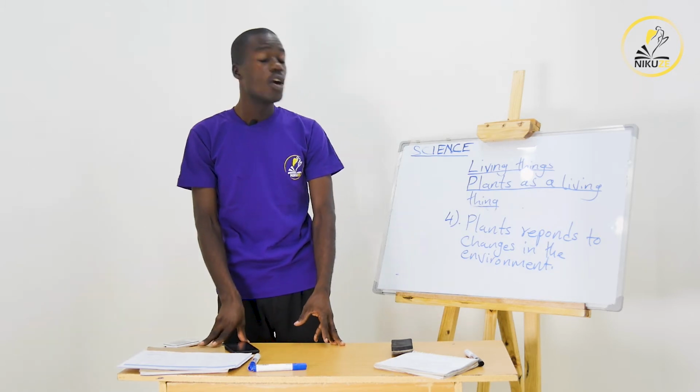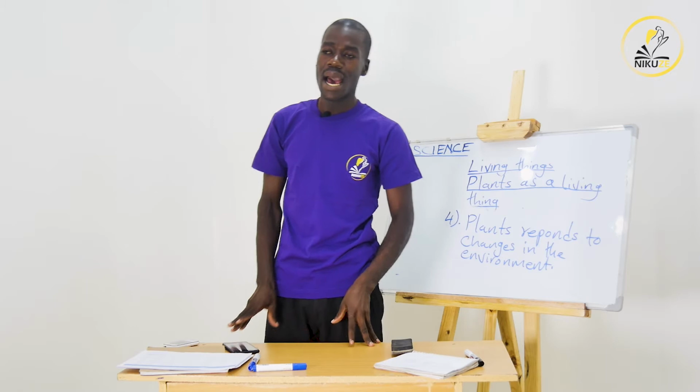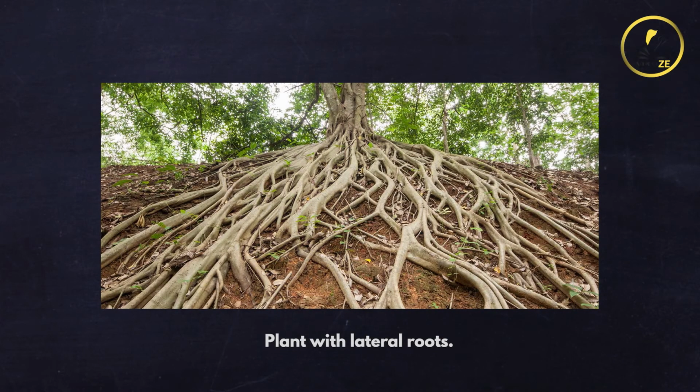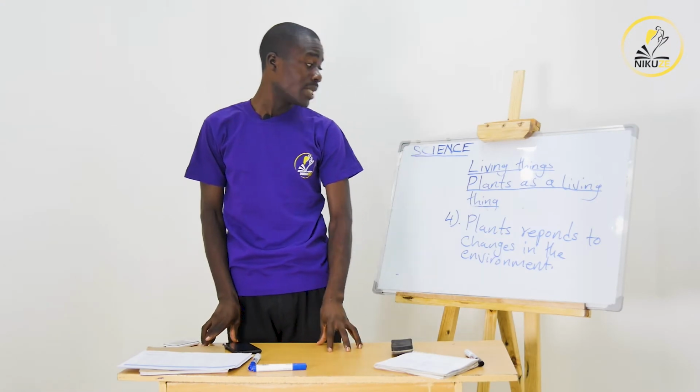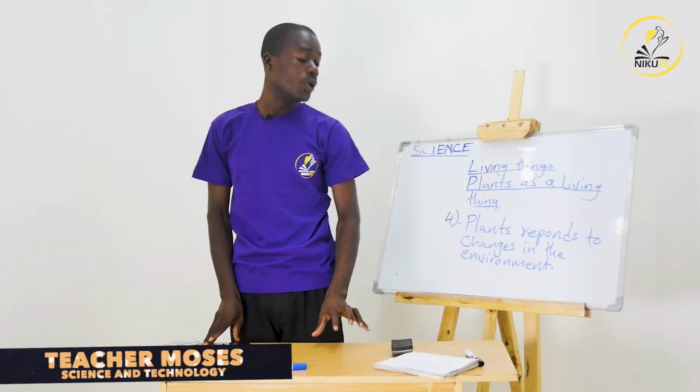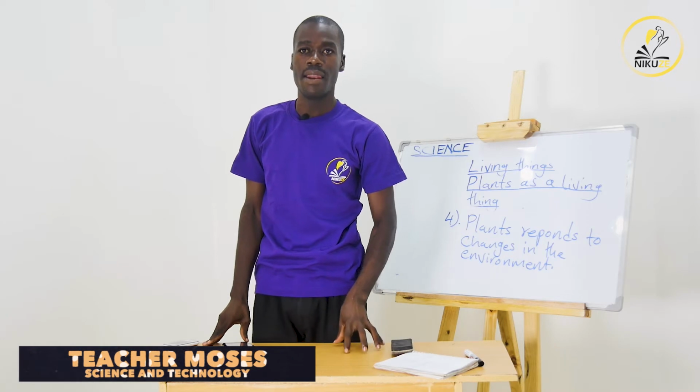The second one, you will see some plants having lateral roots that spread all over. Why are they spreading? Because they are in search of water. There is not enough water. That is response to change in the environment.